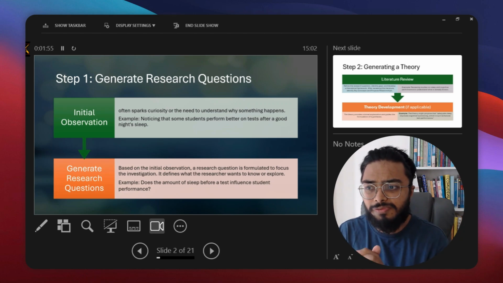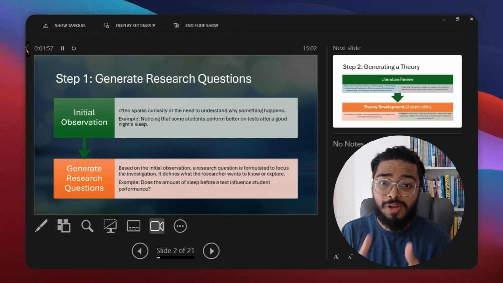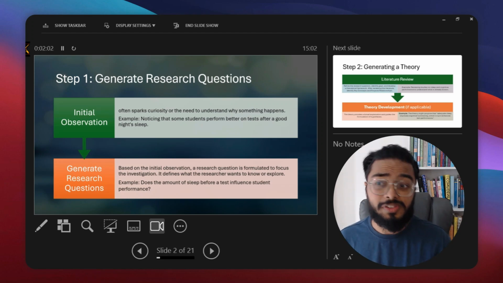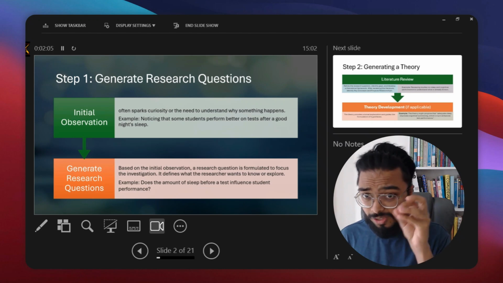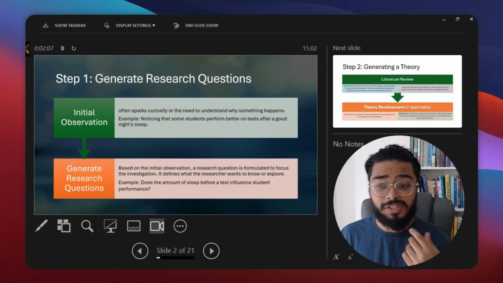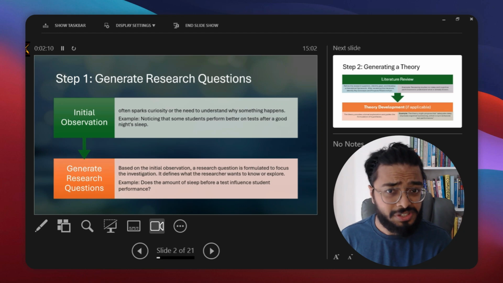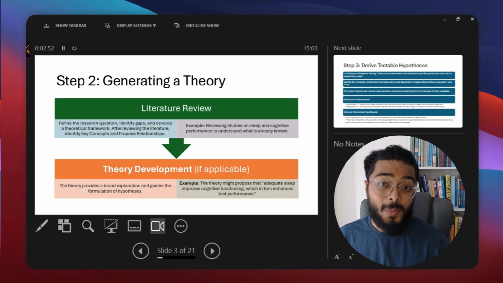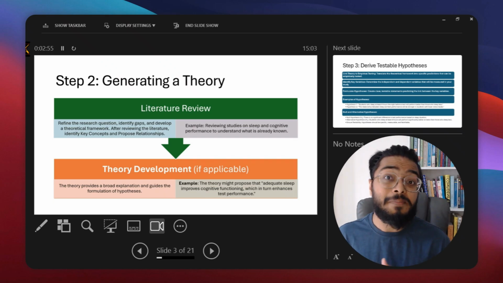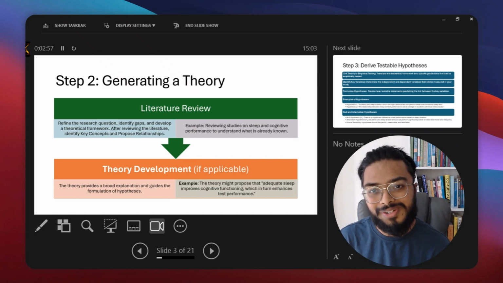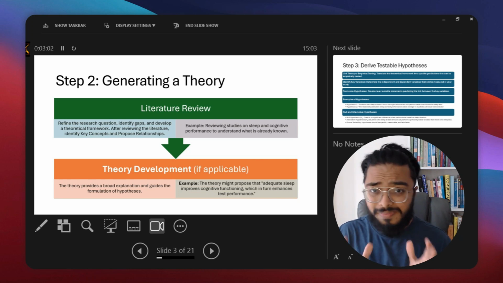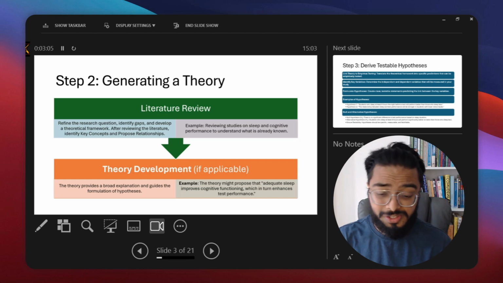For example, if the initial observation was that you had been noticing some students perform better on tests after a good night's sleep, then from this observation you can derive a question something like, does the amount of sleep before a test influence student performance? Something like that. A well formulated research question sets the stage for meaningful and impactful work. So this is a very, very important step. So, okay, now you have a strong question. What comes next? Let's look into step 2.